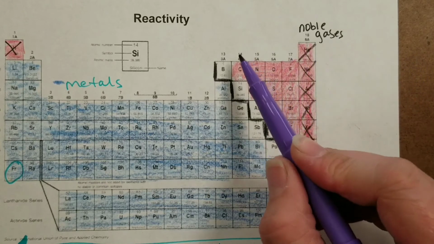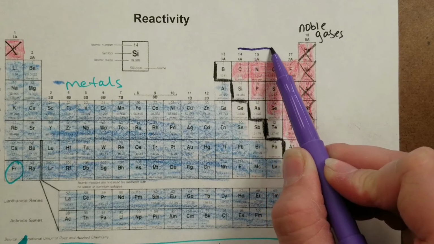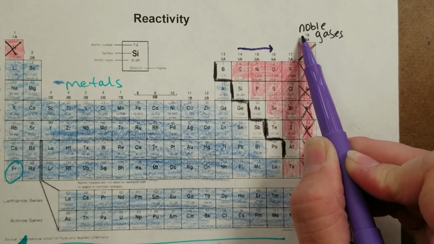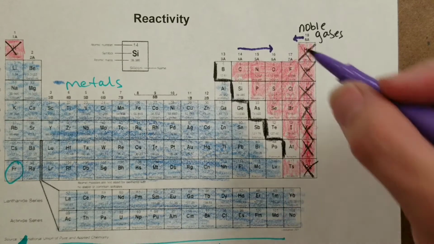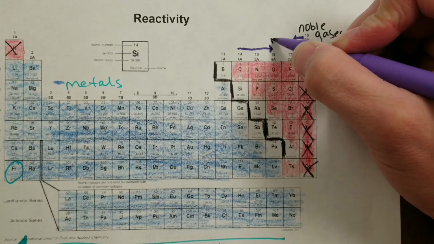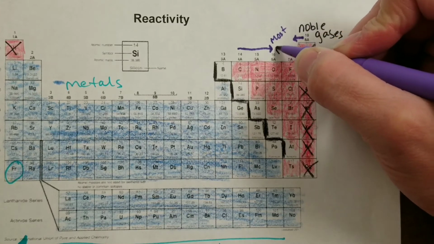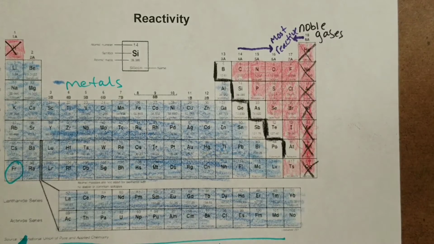So I'm going to draw arrows to show this. It's kind of funky, actually. My reactivity will increase, but then it's also decreasing. So I'm just going to draw like this. I'm just going to put most reactive. And again, sorry, Miss Kennedy is not a perfectionist.